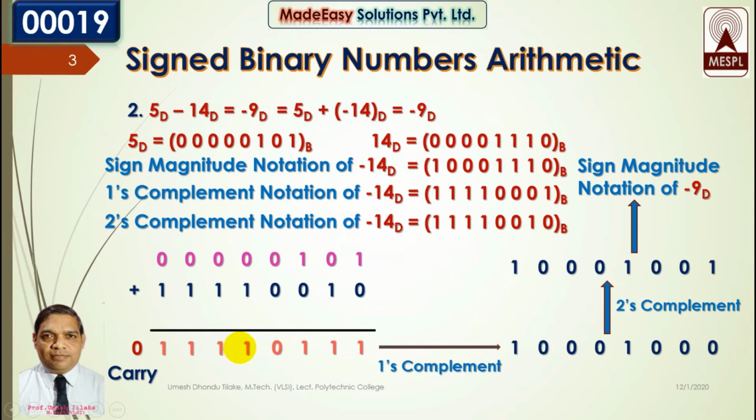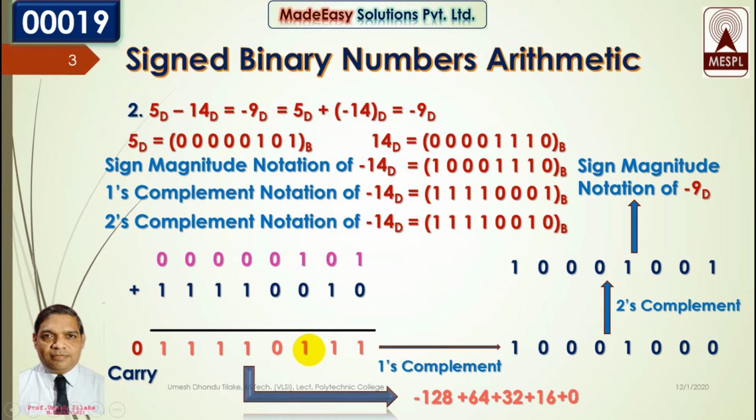So just add the weights of bits which are 1. Consider the weights of all magnitude bits positive and that of the sign bit negative. So we can find it this way. Weight of this bit is minus 128. Weight of this bit is plus 64. Weight of this bit is plus 32. Weight of this bit is plus 16. Weight of this bit is 8, but as this bit is 0, 8 multiplied by 0 will be 0. Weight of this bit is 4. Weight of this bit is 2, and weight of this bit is 1. Now if you add these weights, we will get minus 9. Here we are getting the correct result.